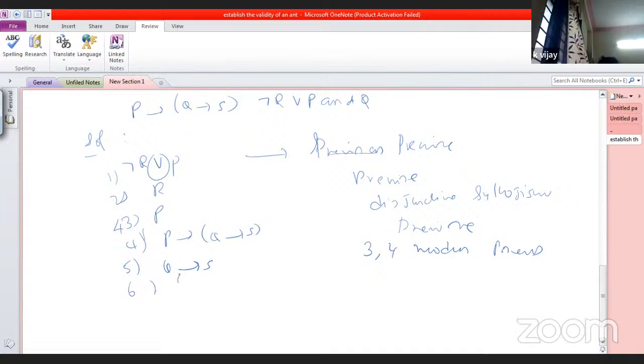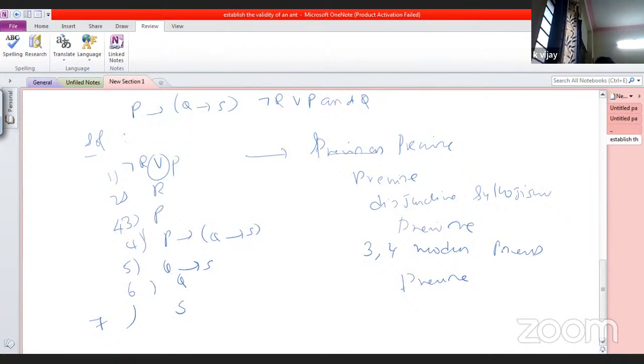Then the sixth condition, Q. This is also a premise, as we already learned, like the third condition. So this is also a premise. Then the seventh condition we can write here, from 5 and 6, Q implies S and Q.